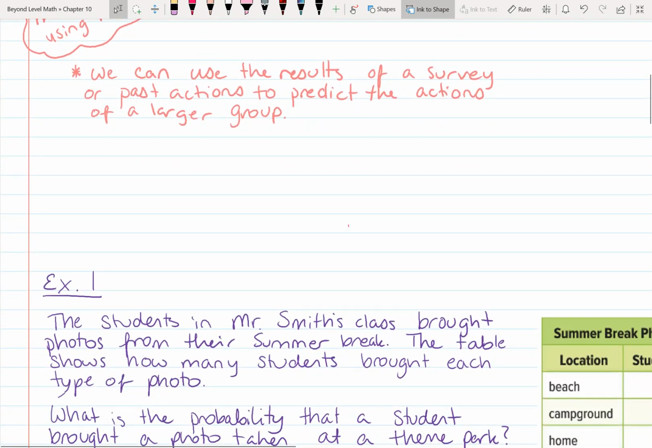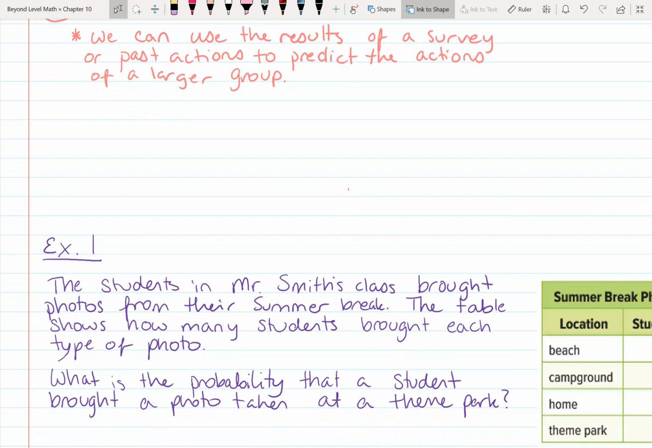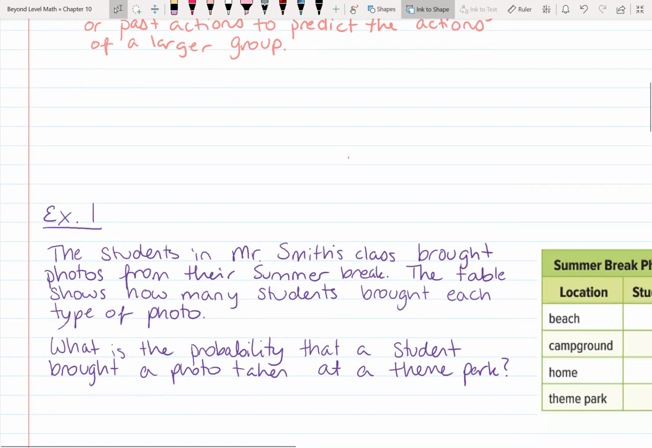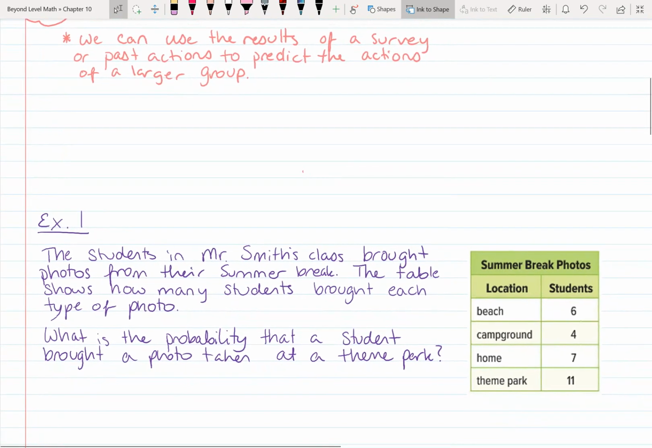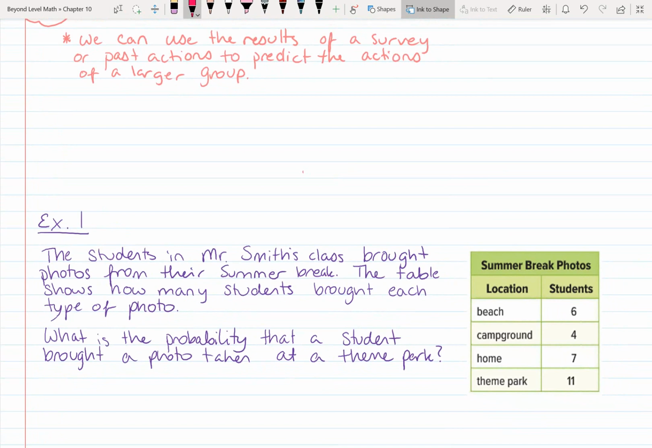So the students in Mr. Smith's class brought photos from their summer break. The table shows how many students brought each type of photo. What is the probability that a student brought a photo taken at a theme park? Alrighty, so all students in Mr. Smith's class brought photos. So 6 brought photos from the beach, 4 from campground, 7 from the house, 11 from the theme park. It says, what is the probability that a student brought a photo taken at a theme park?